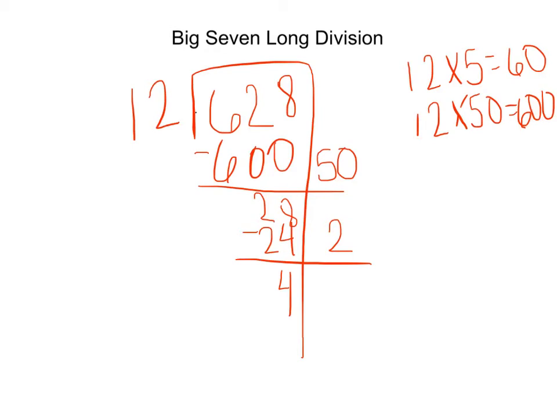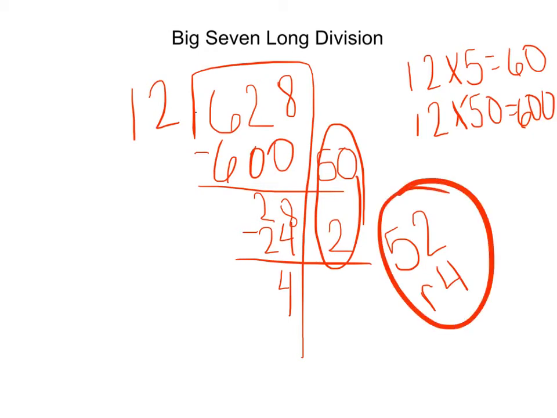So, okay. At this point, there's 4 left. Is that smaller than what our divisor is? It is considerably smaller. So we know we're done. We have a remainder. Yes, we do. So remember, this is going to be our quotient right here. So it's going to be 52 with a remainder of 4. And that's going to be our answer.